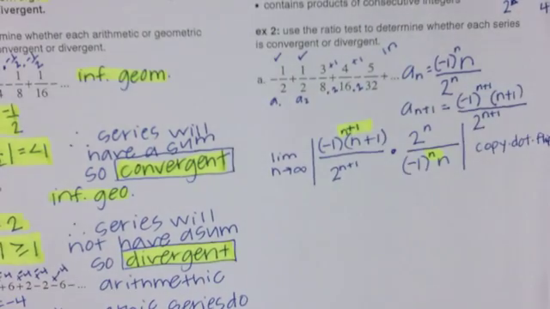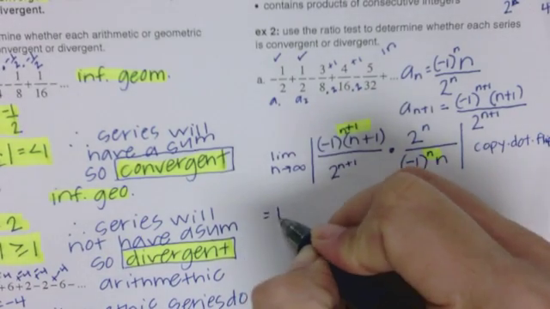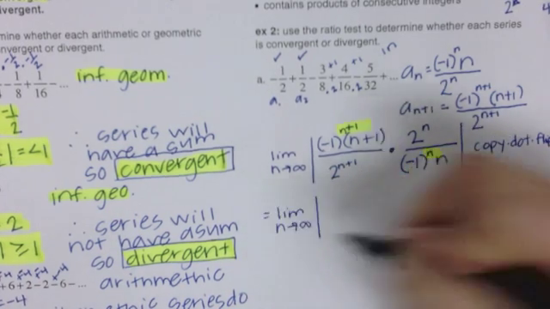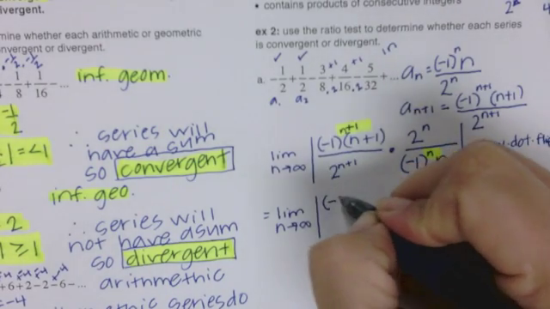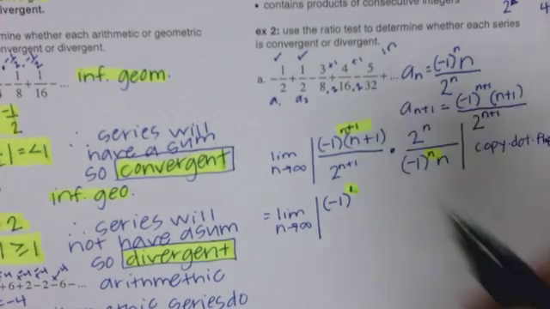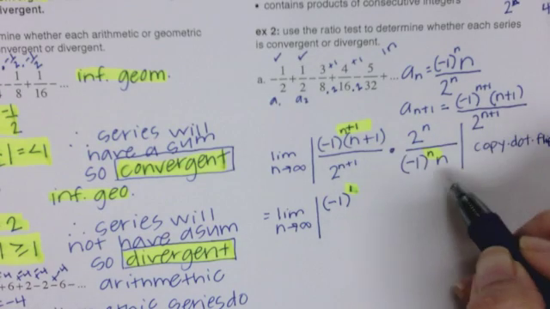So when I go to do my next step, again, I'm simplifying in the absolute values. I'm going to have negative 1 to the first power, so that's all stemming from that right there. And then n plus 1 cannot simplify with n.